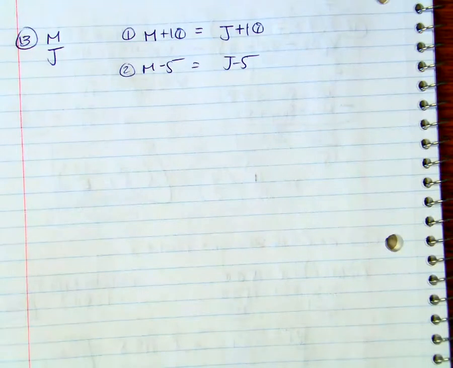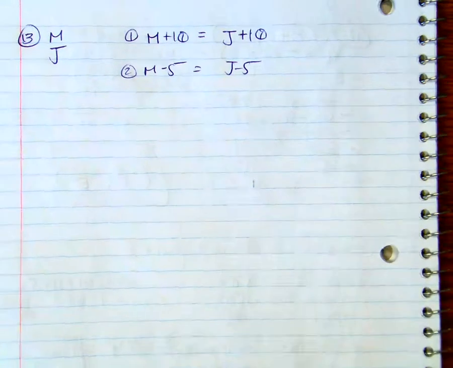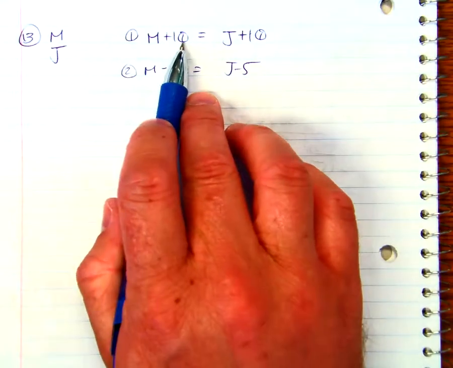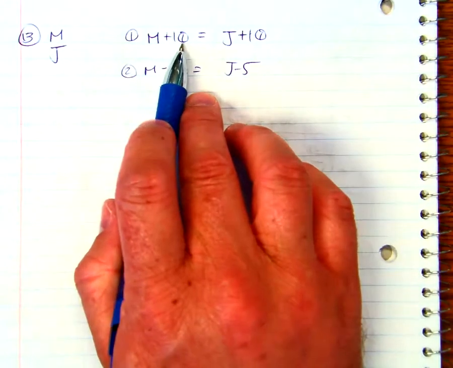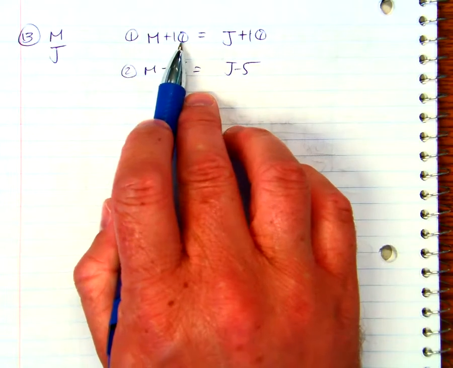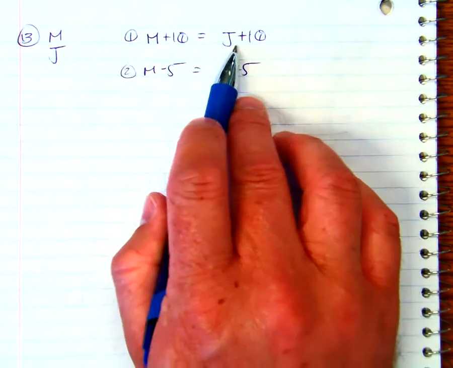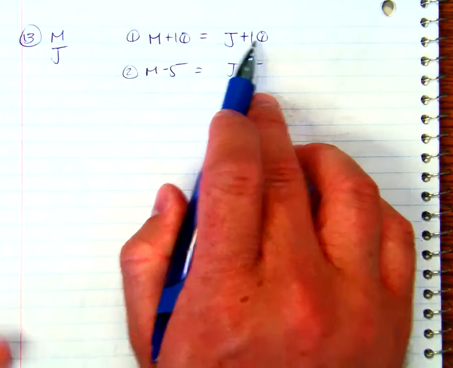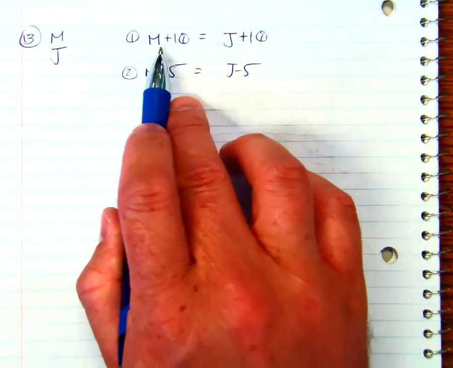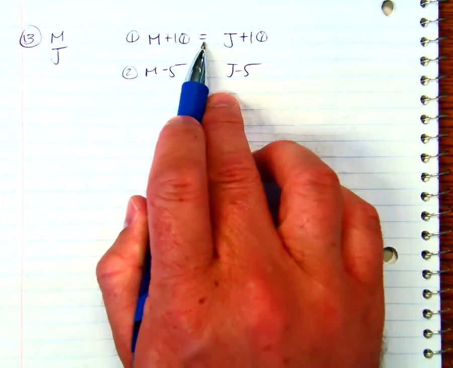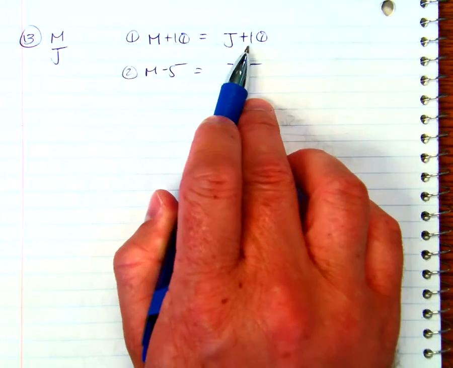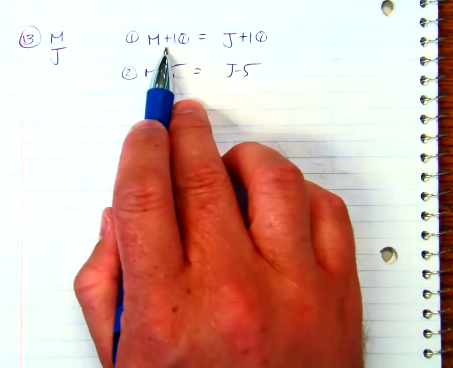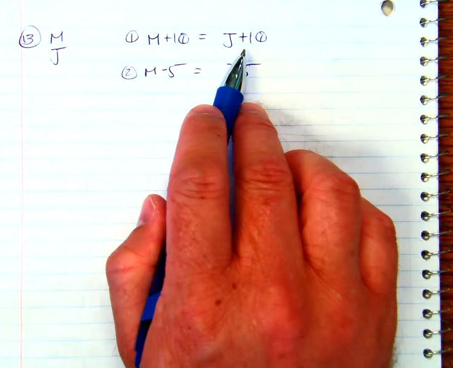Without doing anything else to these equations, here's what I have written. I've said Matt, his age right now, plus 10. Would you agree that's what his age 10 years from now would be? It's his current age plus 10, right? Same thing for Jeff. It's his current age plus 10. That's Jeff 10 years from now. The equation right now is saying that in 10 years, Matt is the same age as Jeff, and that's not what they told us. They told us that 10 years from now, Matt should be twice as old as Jeff.